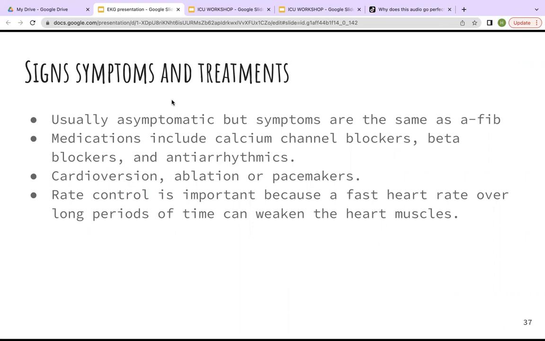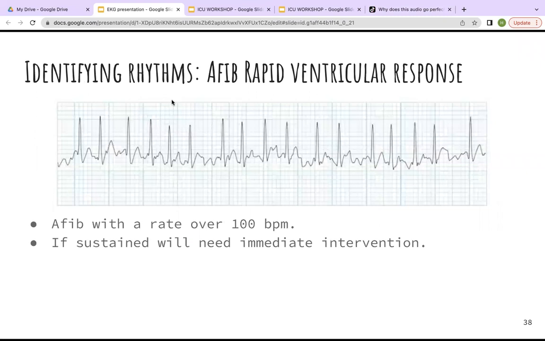Rate control is important because a fast heart rate over long periods of time can weaken the heart muscles. Like I said earlier, imagine if you got on a treadmill and put it at 15 miles per hour and had to go full speed ahead for hours. Your muscles are going to get tired. Your heart is a muscle. It is going to get tired if it is overworked.